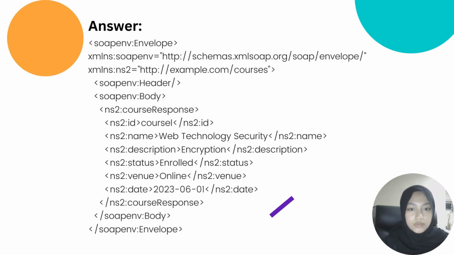So there are two namespace declarations, which are SOAP-ENV and also NS2. The SOAP-ENV namespace is used to define the SOAP envelope, while the NS2 namespace is used to define the elements specific to the example.com/courses namespace. So the SOAP message has two parts, which are the header and body elements.